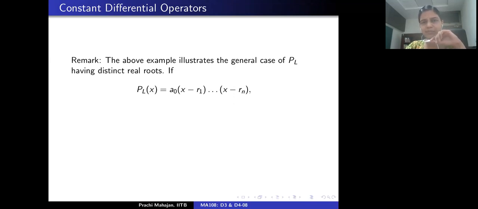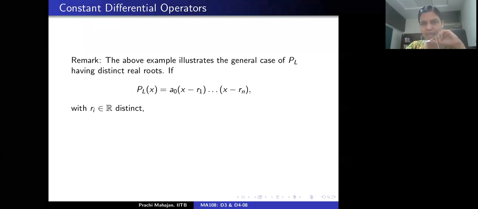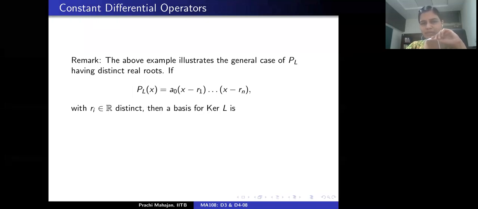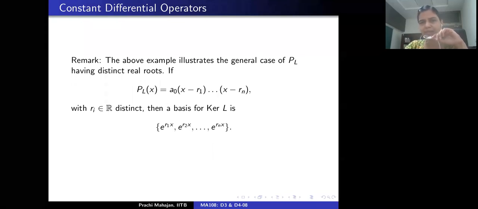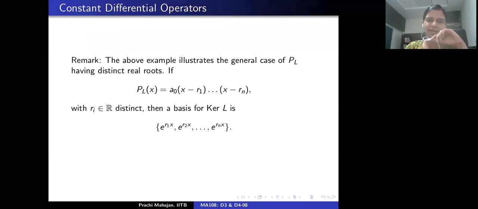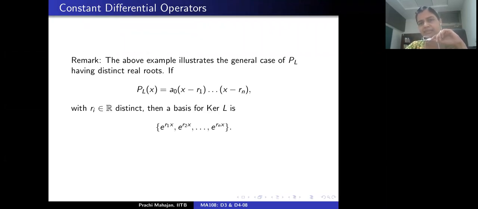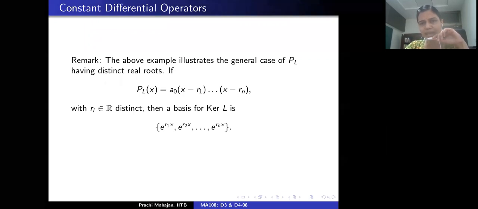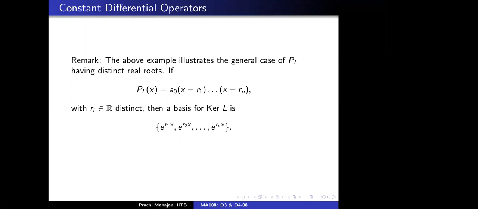So in general, if the characteristic polynomial has n distinct roots R1, R2, ..., Rn, then the basis of the solution space of Ly equal to 0, the associated homogeneous differential equation, is going to be e to power R1x, e to power R2x, ..., e to power Rnx. Each of these functions is in the null space of the operator L, so these are all solutions of Ly equal to 0. One should check that these are linearly independent, and hence this is a basis of the solution space. Is that okay? Yes, ma'am. Okay, all right.